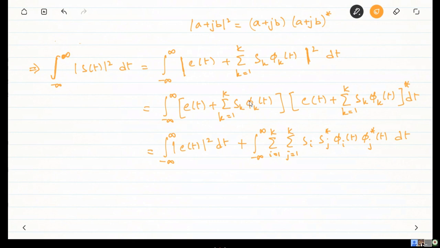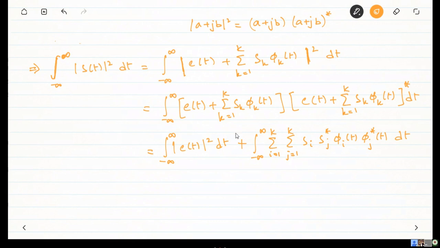See, when this summation is multiplied by this summation, I cannot write the same k two times. Small k equal to 1 to capital K here, and also small k equal to 1 to capital K here. So I cannot do these two things simultaneously. So I introduce another dummy variable. Here the dummy variable is i, and here the dummy variable is j.